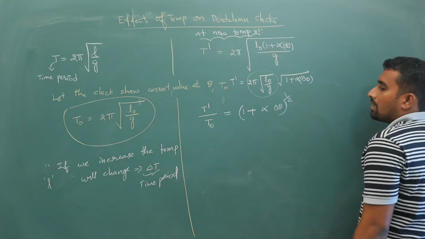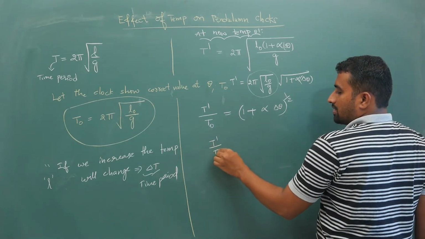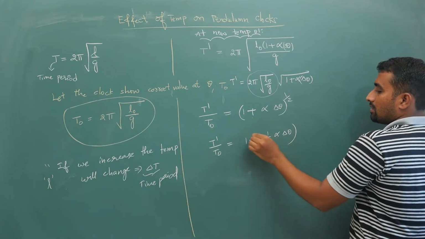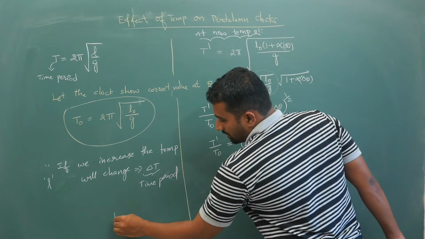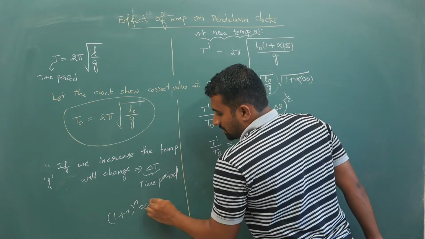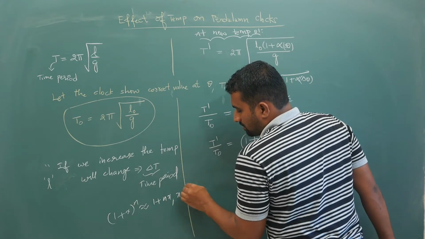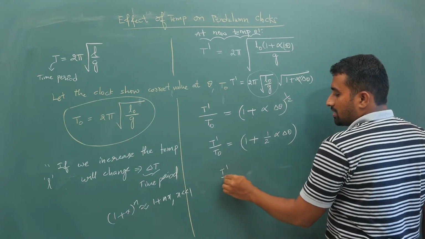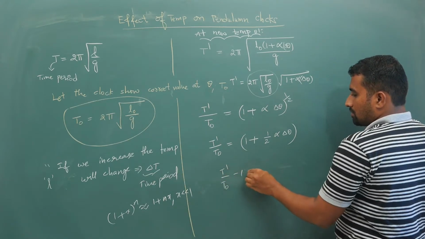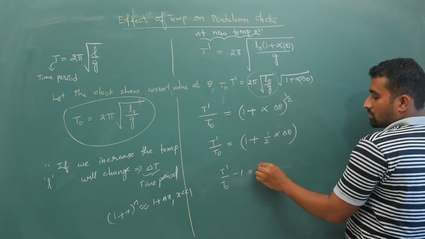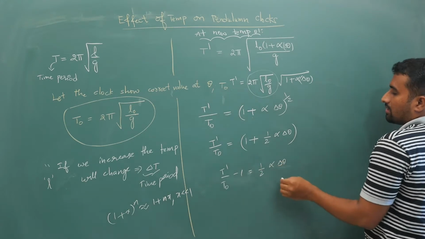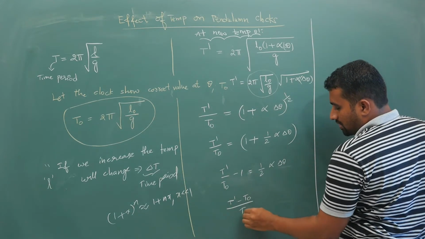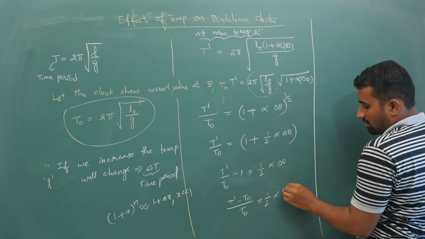Okay, right. Now your T dash by T naught can also be written as 1 plus half alpha delta theta, because 1 plus x whole power n is 1 plus nx, provided x is very much less than 1. Here, because alpha is of the order of 10 power minus 6, T dash by T naught minus 1 gives half alpha delta theta. So simplifying this, T dash minus T naught by T naught is half alpha delta theta.